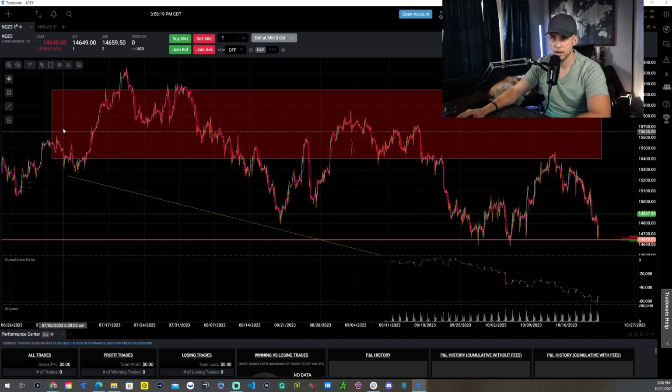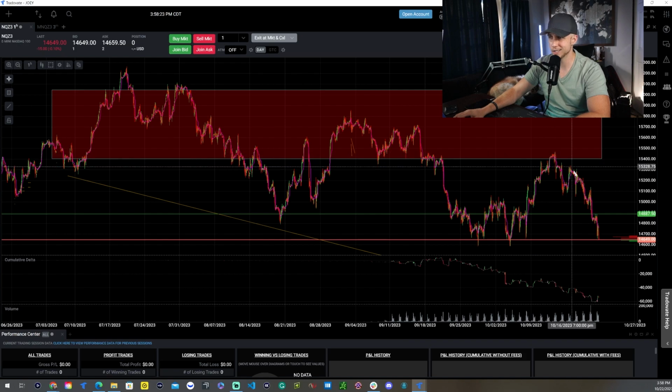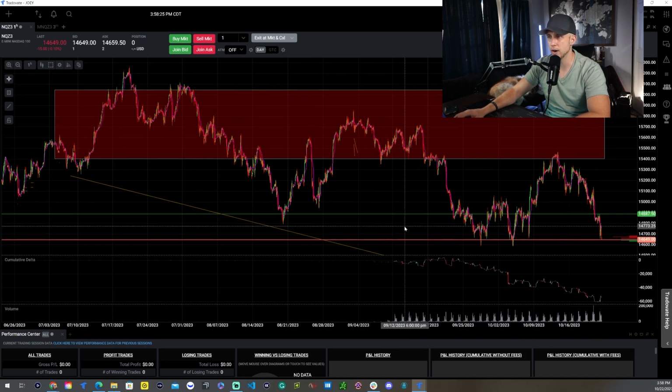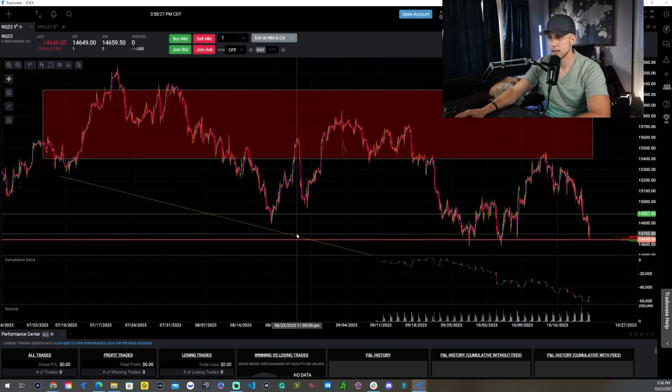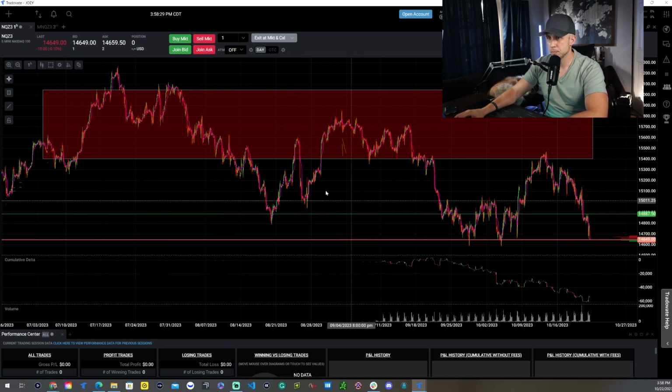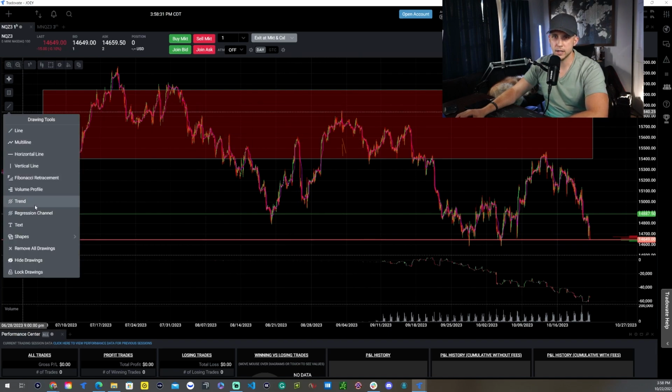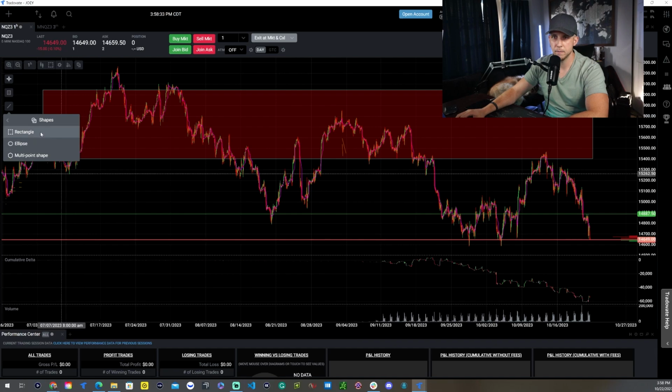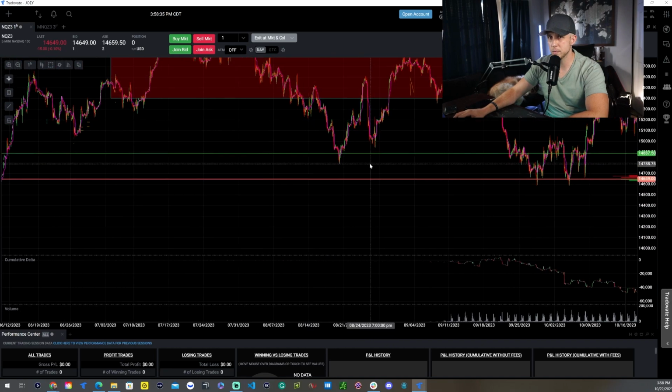Look at how many times we've done it, right? We ranged here, sold off, bang. We ranged here, sold off, bang. We came up, retested it, sold off, bang. So we know that there's a lot of supply and sellers in this area. But let's go down and draw a rectangle down here for demand.